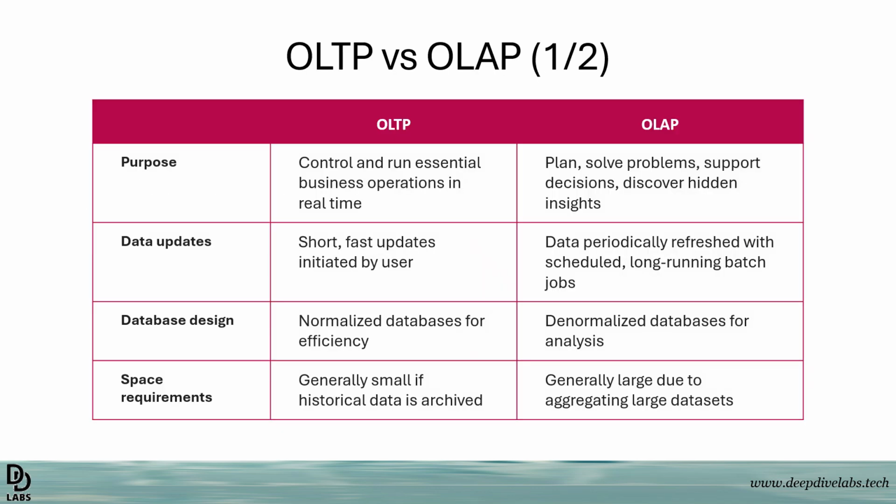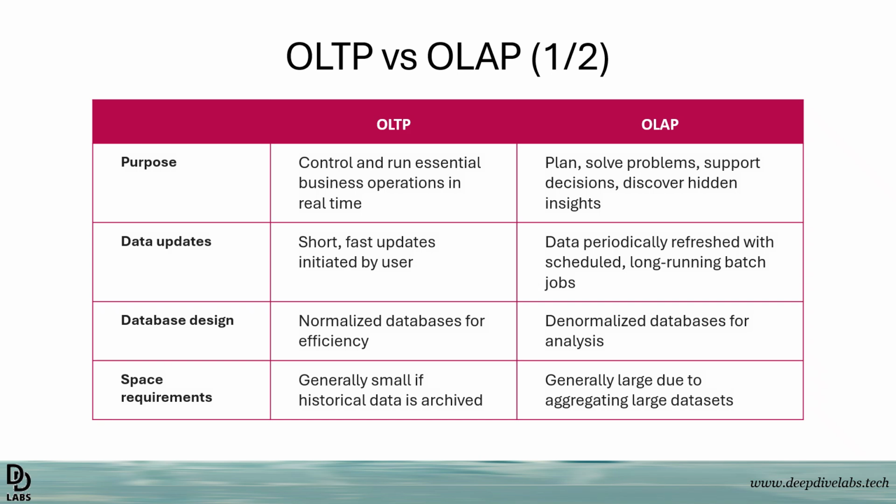Let's quickly review the difference between an online transaction processing system, OLTP, versus the data warehouse OLAP system, online analytical processing system, across multiple features. So, of course, first is the purpose for which they are built. OLTP is usually to control and run essential business operations, whereas OLAP is to plan and solve problems that support decision making, right? So to discover hidden insights by merging data together from multiple operational systems.